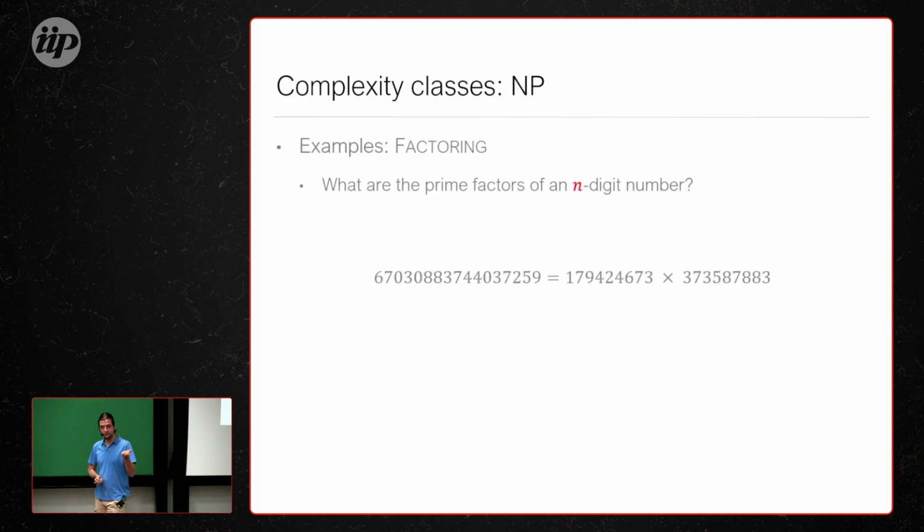Examples. Factoring is a famous example, right? If I ask you, what are the prime factors of an n-digit number? One direction here is expected to be really hard. In fact, the biggest classical supercomputer can only factor a number with at most 250-something digits.